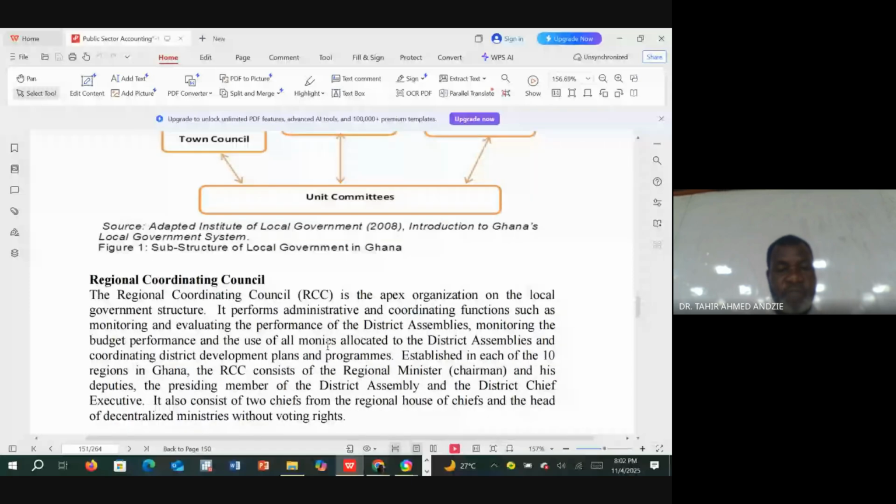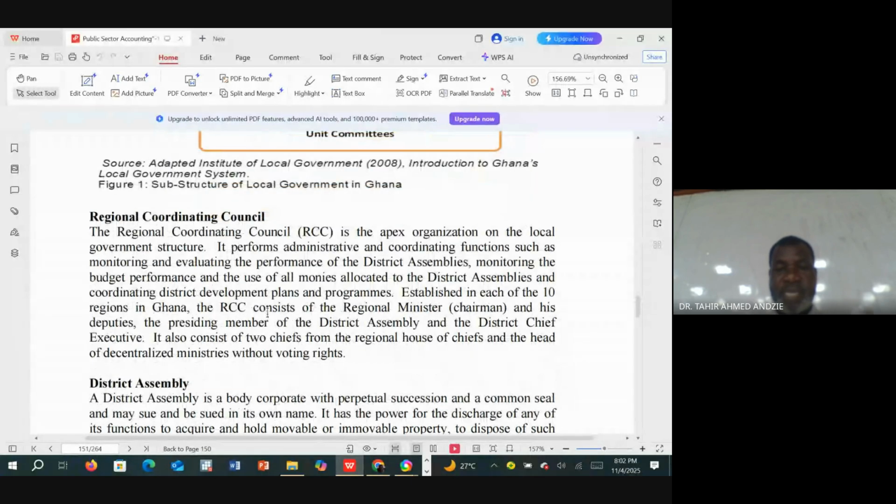So the explanation I've been giving here, regional coordinating council is the apex organization on the local government structure in Ghana. It performs administrative and coordinating functions such as monitoring and evaluating the performance of the various district assemblies, monitoring the budget performance and the use of all monies allocated to the district assemblies, and coordinating district development plans and programs. It is established in each of the 10 regions in Ghana. Of course, now it is 16. Those days when we wrote the book, it was 10. So now it is 16 regions in Ghana.